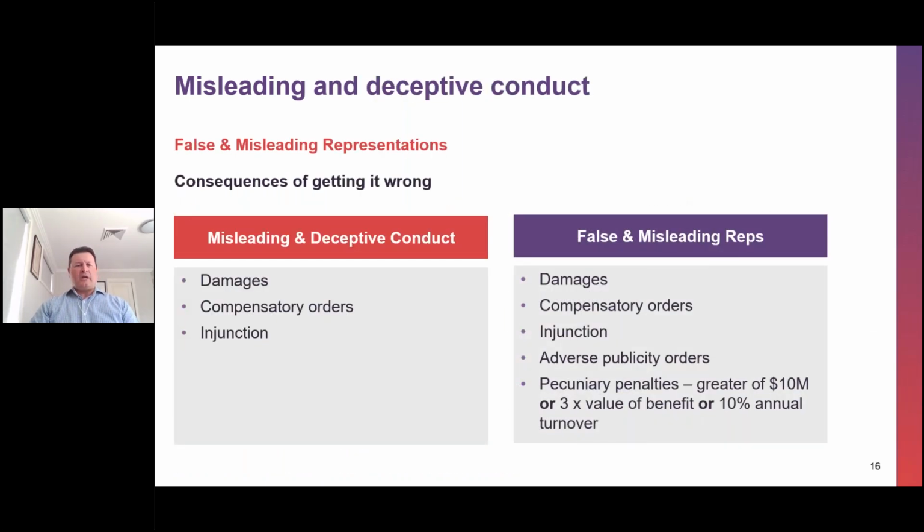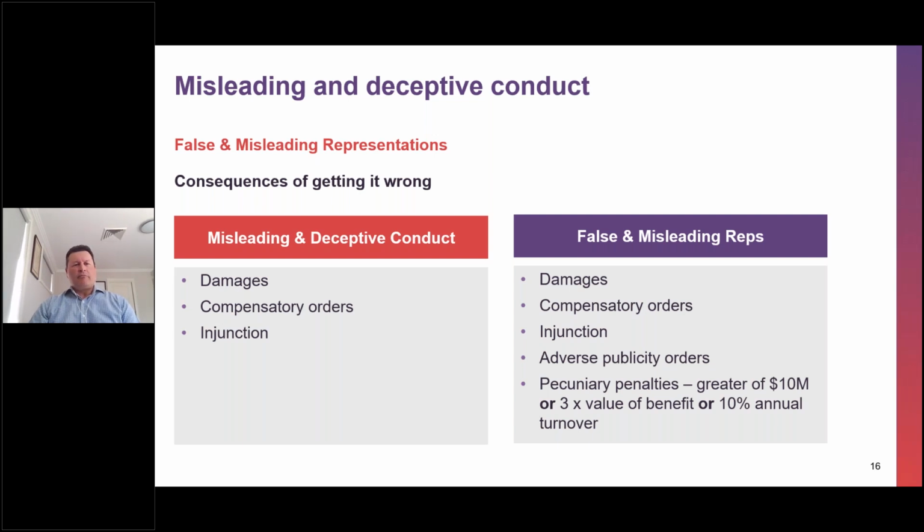In terms of the consequences of getting it wrong, as I said at the beginning, misleading deceptive conduct has fewer remedies than false and misleading representations. The main one being, of course, with false and misleading representations, you have these pecuniary penalties, as you can see there in the slide. You can also have publicity orders made for misleading representations as well. And that's quite a powerful tool which the ACCC often seeks in terms of remedies when it makes claims against organisations.